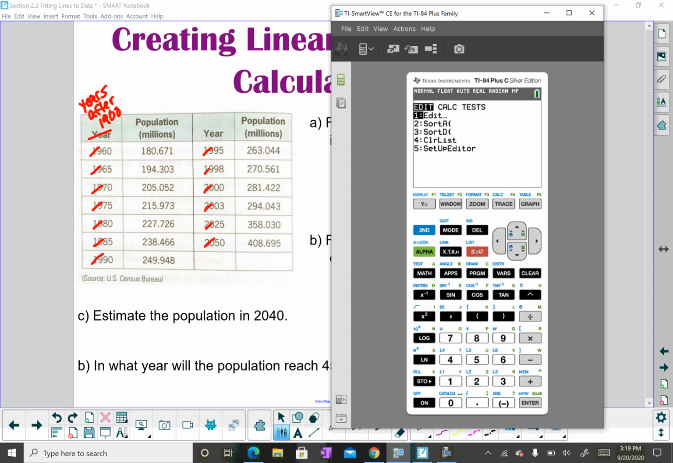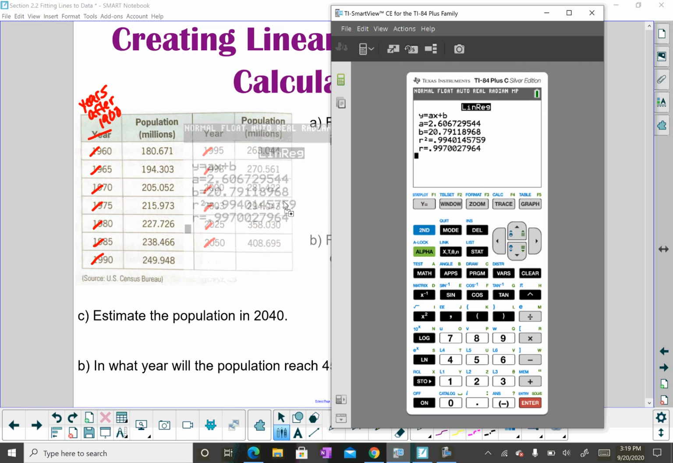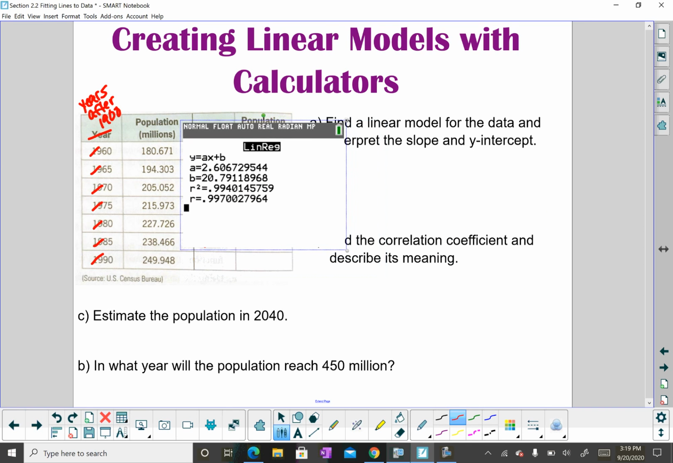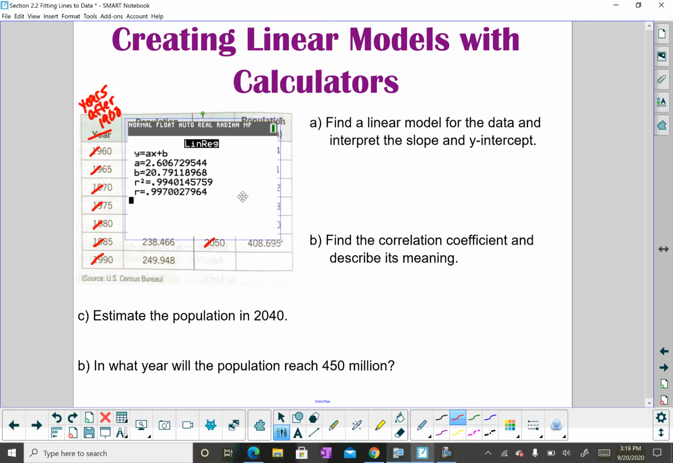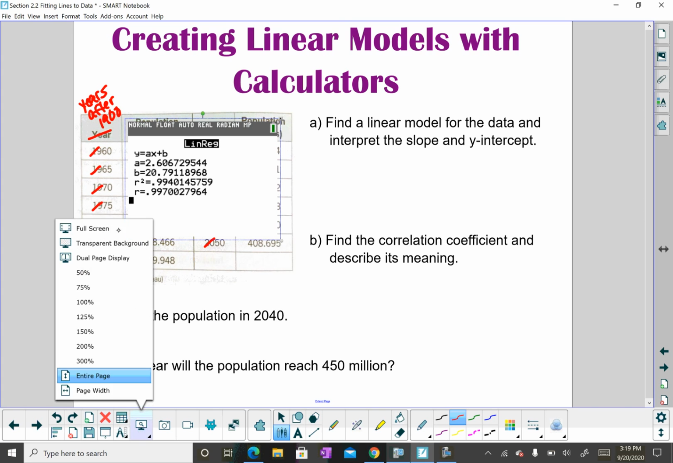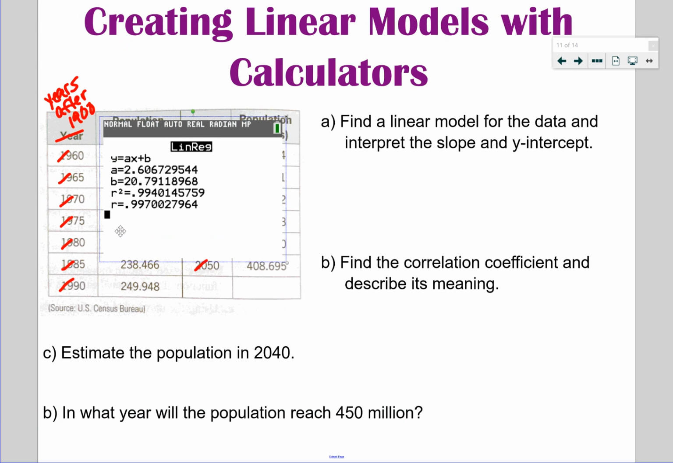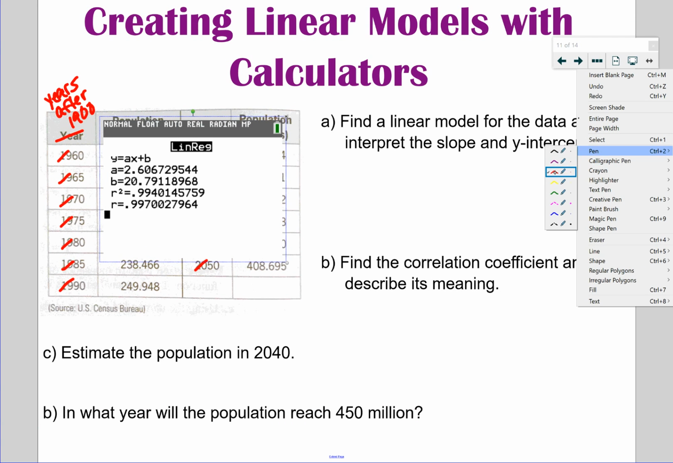We're going to hit Stat. We're going to go over to Calculate. We're going to select number 4, Linear Regression, and then we're just going to hit Enter a bunch of times. There we go. So we get a couple things here. Let me drag this over a little bit. I'm going to cover up my data slightly. So we have y equals ax plus b, and my a is my slope, and my b is my y-intercept.